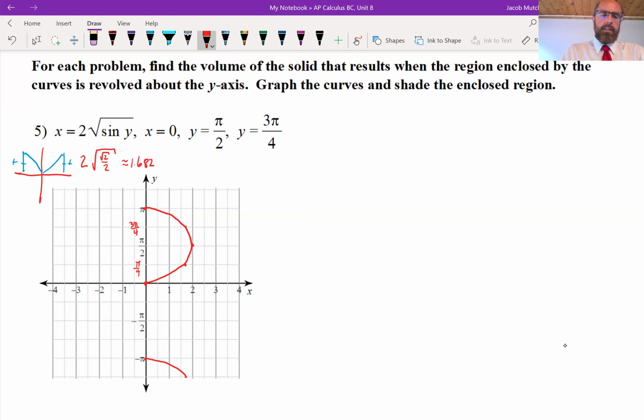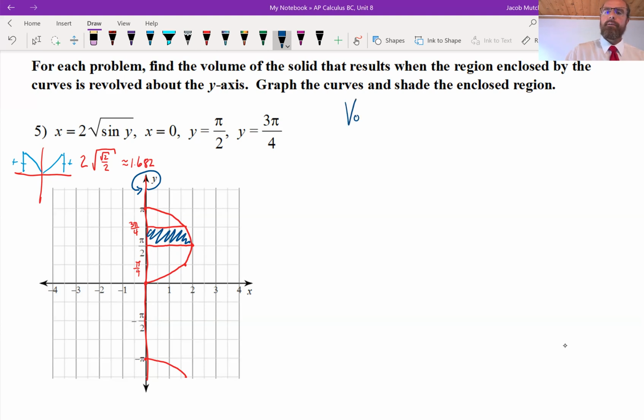So what I want to do then is calculate the volume of this relation from pi over 2 to 3 pi over 4. So it's not the full curve here, it's just this slice of it. I'm looking for the volume of the solid when I revolve that piece about the y-axis. So that's what we're trying to calculate. Let's set up our integral.